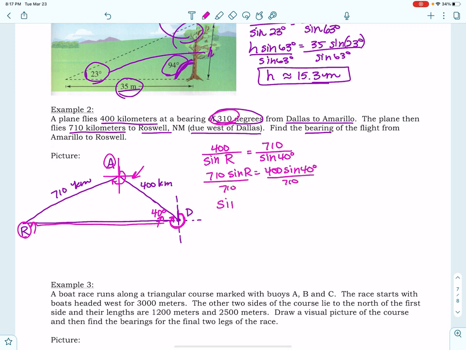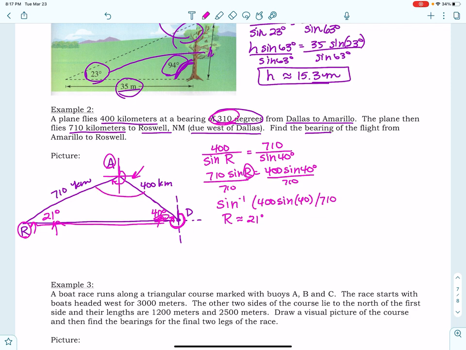And then in your calculator, we're looking for the angle R. So we're going to type in sine inverse of 400 times the sine of 40 divided by 710. And what we end up getting for R is approximately 21 degrees. We're going to round it to a whole degree. So I now know that this angle is 21 degrees. Why is that helpful? Well, because if we know this angle and we know this angle right here, then we can determine what this whole angle is, and that will help us.